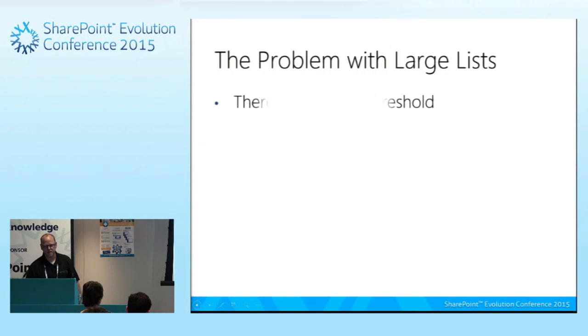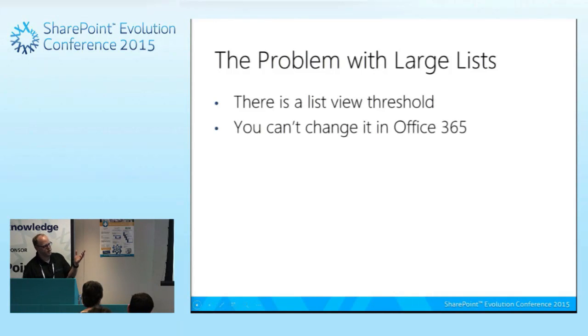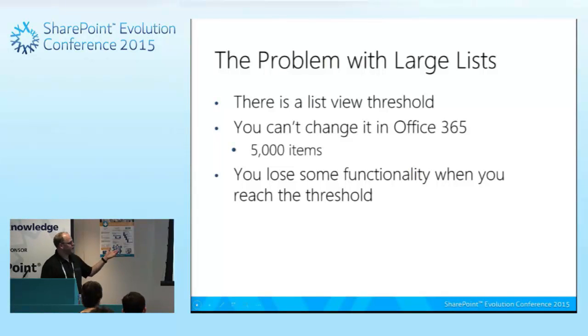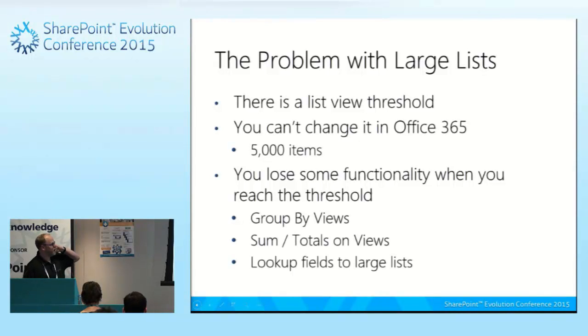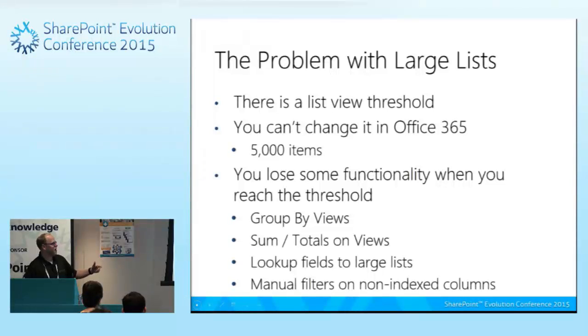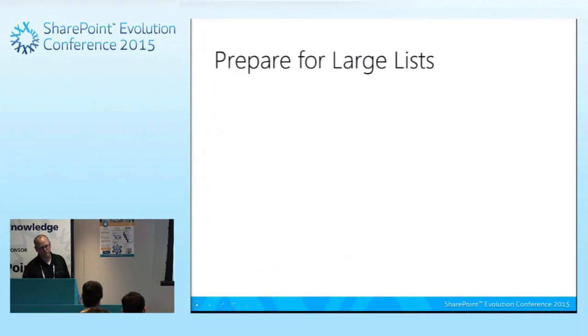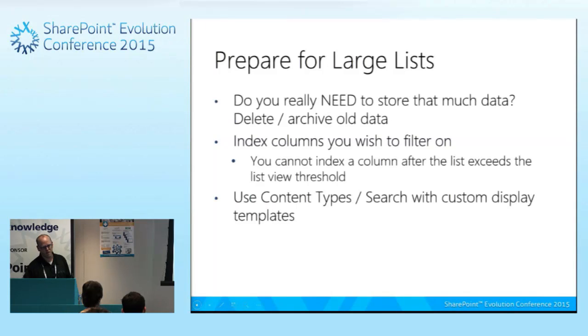So the problem with large lists is there is this list view threshold. And you can't change it in Office 365. If you've got an on-premises farm, you can make that list view threshold larger, but in Office 365, it's stuck at 5,000 items. And you're going to lose that functionality like I showed you. You're going to lose the ability to group by views, to sum and total on views. And if you have a lookup field in another list that looks up to that large list, that lookup field will no longer work. So you're going to run into some problems. And your manual filters on your non-indexed columns just aren't going to work. So get prepared for large lists, right? Think about it.